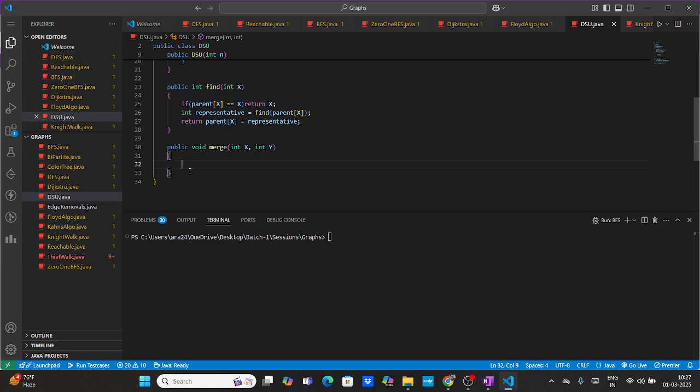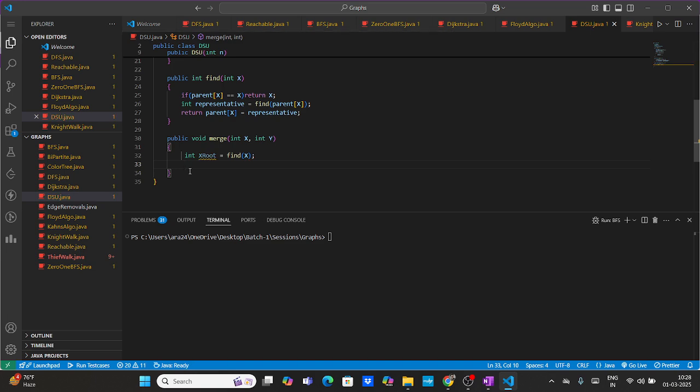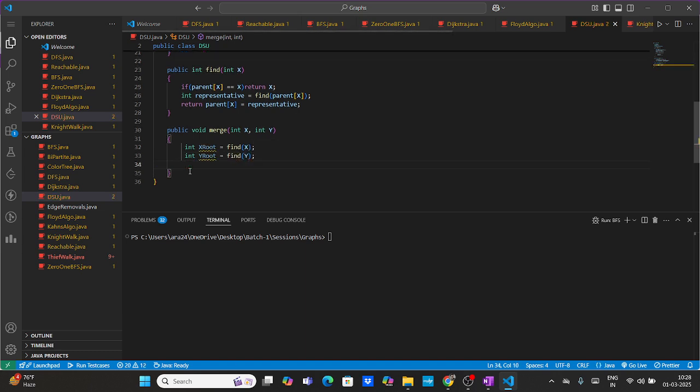Correct. We need a merge function. So first thing, int x root. You need to find the root of that. Yeah, we need the root of x, the root of y.